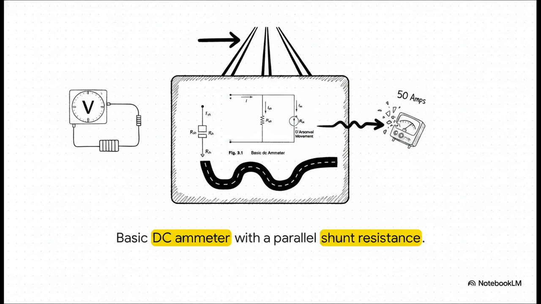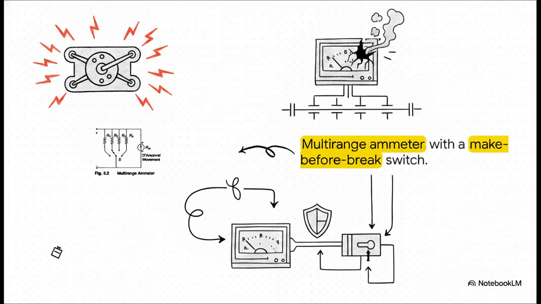So engineers use a parallel resistance called a shunt. This shunt basically acts as a massive bypass highway. It diverts the vast majority of that dangerous current right around the delicate meter coil, letting just a tiny, perfectly proportional trickle go through the movement itself so we can get our reading. And naturally, just like with the voltmeter, we want multi-range ammeters too.